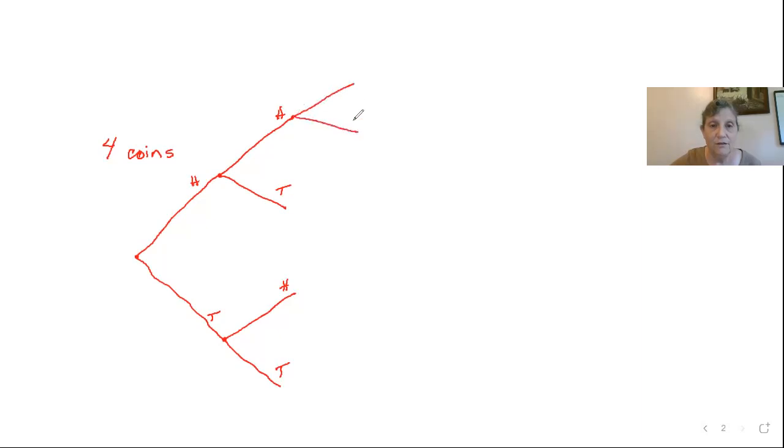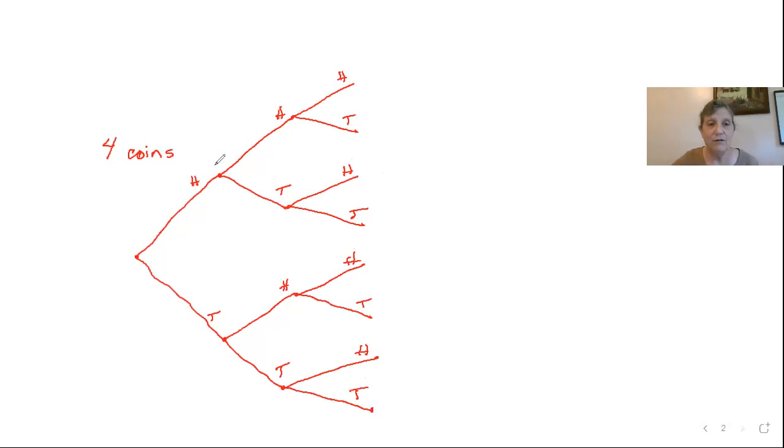The third one could be a head or a tail. And these are independent events, meaning that the way the first coin lands has no effect on how the second coin might land, and so on. None of these coins influence any of the other coin landings. So this would be 1, 2, 3.